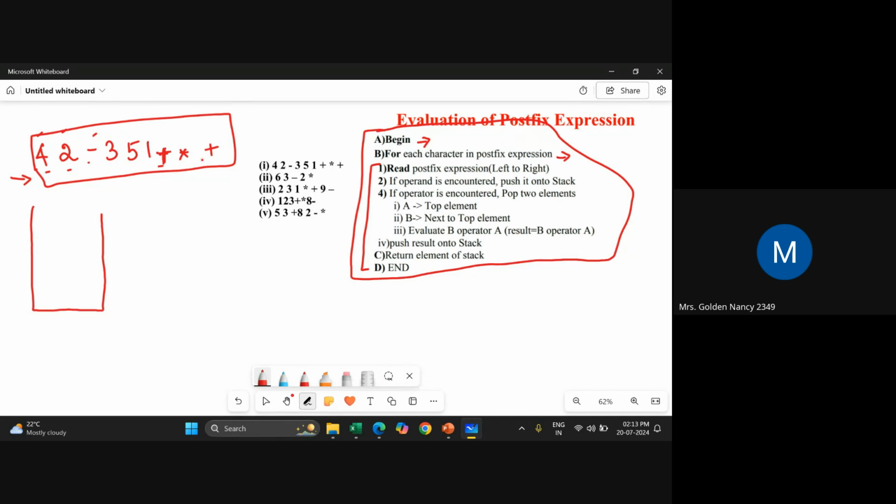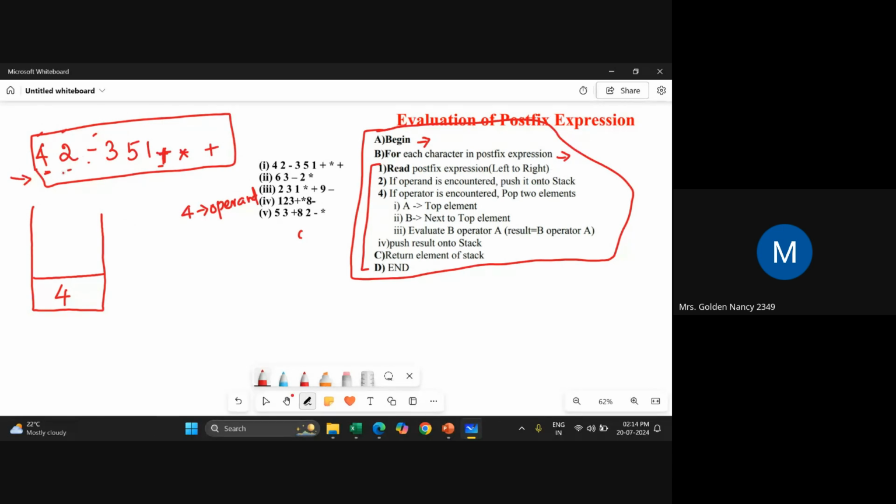Now I start. We'll start from left to right. The first element is 4. 4 is an operand. If an operand is encountered, push it onto the stack. So this is the stack that I have created. In conversion, whenever an operand is encountered, we print it on the output screen. But here it is different. Whenever an operand is encountered, push it onto the stack. So I'm pushing the operand onto the stack. Please remember the difference.